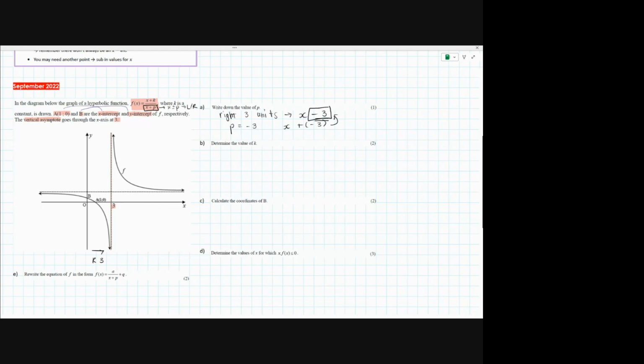If you had said P is equal to 3, remember, if you substitute that in, you would have x plus 3, which represents a shift to the left 3 units. This graph did not shift left 3 units. This graph shifted right 3 units. So just be very, very careful when you find the values of P.